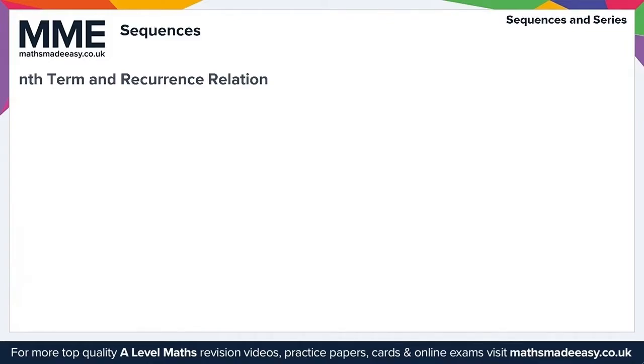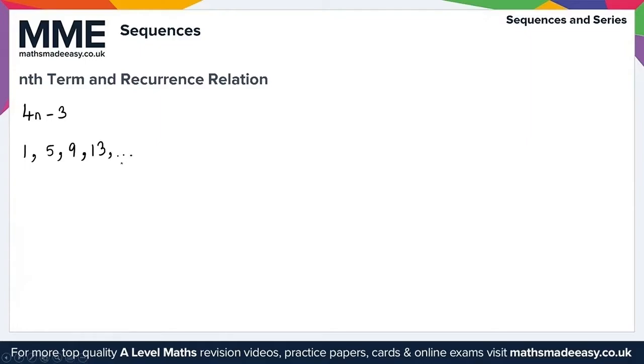Now, one way to define a sequence is with an nth term rule. This is a formula in terms of n, and the sequence is generated by setting n equal to 1, n equal to 2, n equal to 3, and so on. So for example here, let's say we've got the nth term, 4n minus 3. Now this defines a sequence 1, 5, 9, 13, and so on.